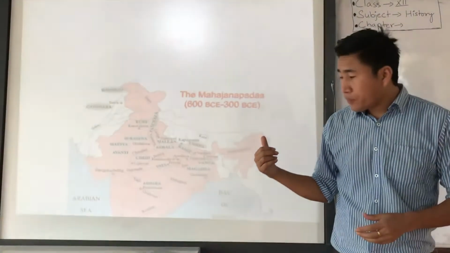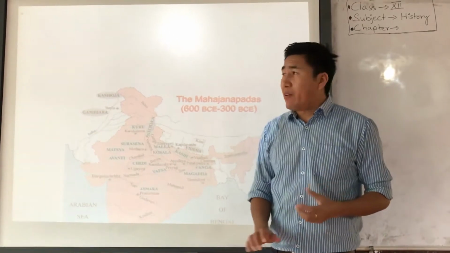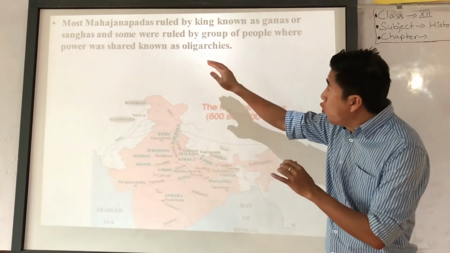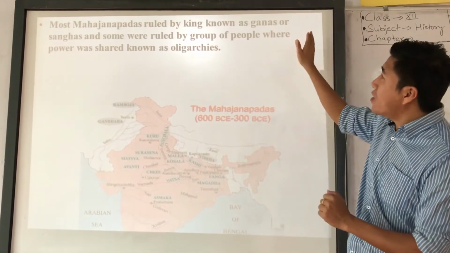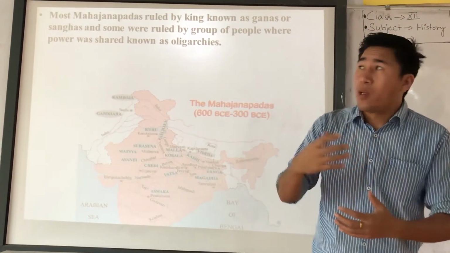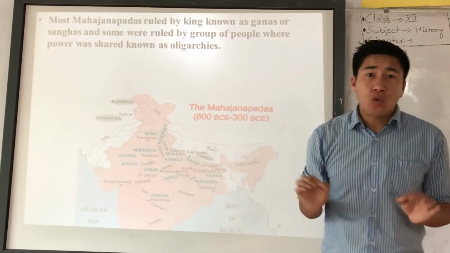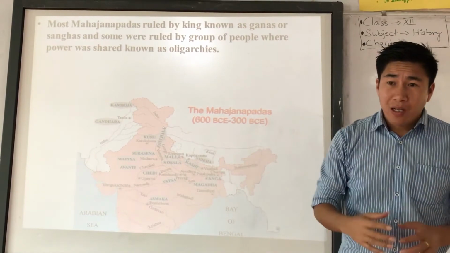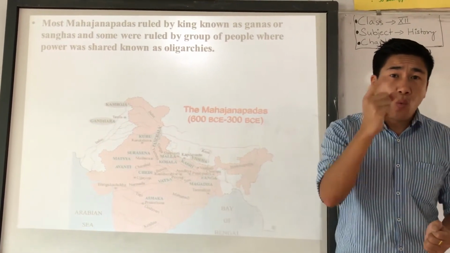Okay. And the next development happened here. Most Mahajanapadas were ruled by kings, and some were known as Ganas or Sanghas. That is all about the ruling system, where the Ganas and Sanghas were not ruled by a single king. The Buddhist and Jain belonged to Ganas, right? Whereas in the others, the kingdom was ruled by one king.